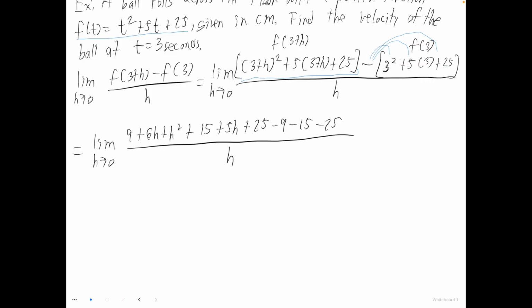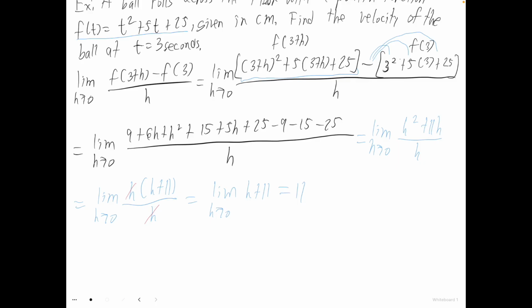And now simplifying all of this, this simplifies a lot. We get the limit as h goes to 0. On the top, we're going to have h squared plus 11h left. Then we're dividing that by h. So this is then the limit as h goes to 0. Factoring h out, we have h times h plus 11 divided by h. We can cancel our h's out. And so we have the limit as h goes to 0 of h plus 11, which is 11.